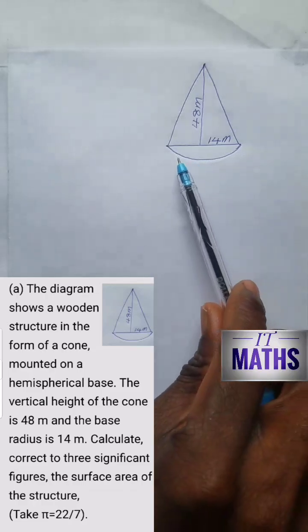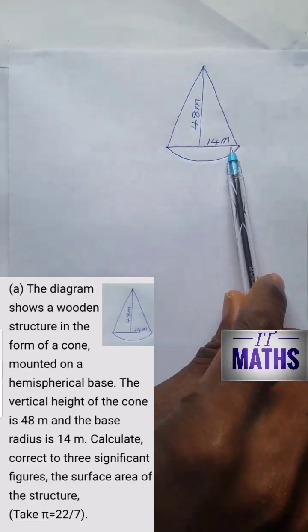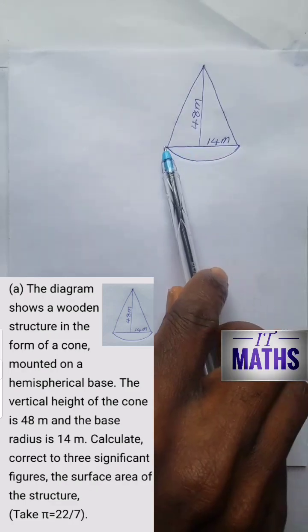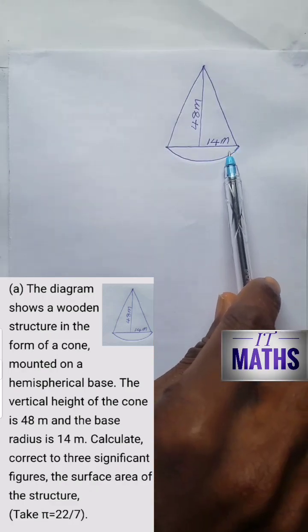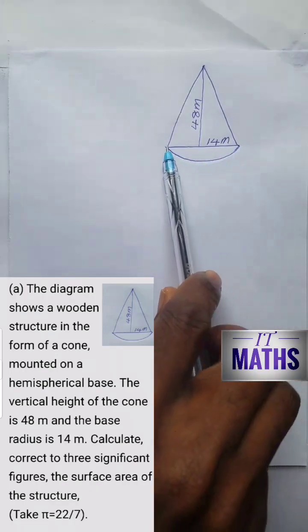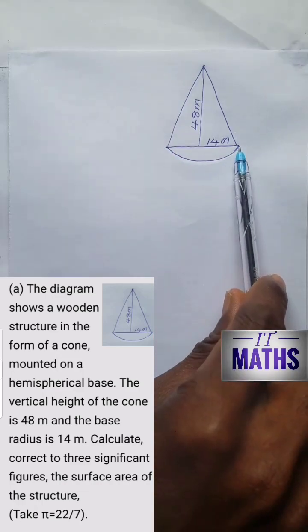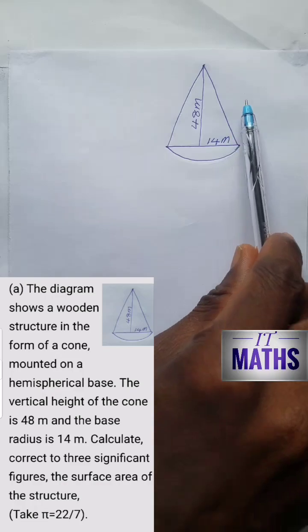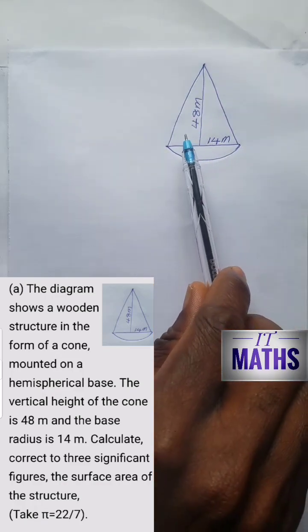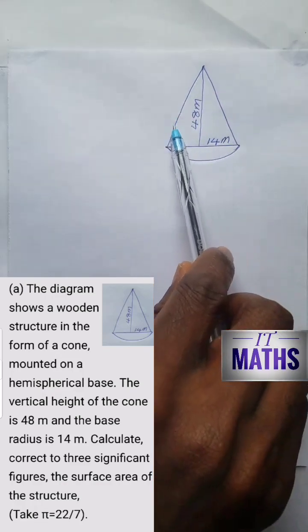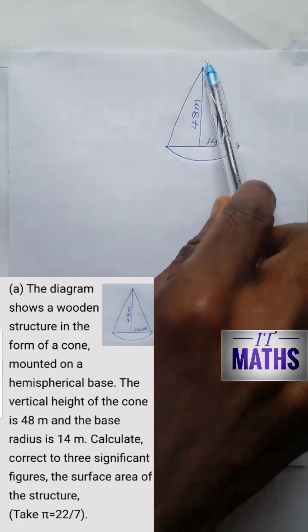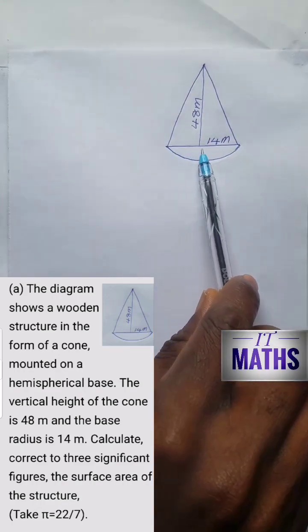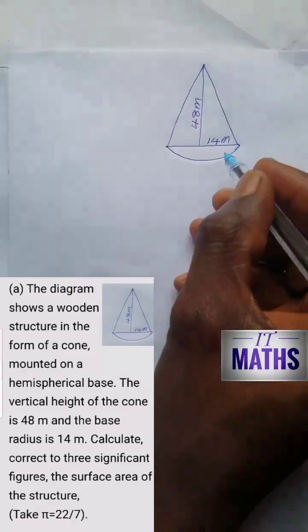So this is our structure, a cone on a hemispherical base. So this base is a hemisphere. Know what a hemisphere is? Half of a sphere. So we are asked to find the total surface area. The total surface area of this structure will be the curved surface area of this cone added to the area of the hemisphere. That's this part here.